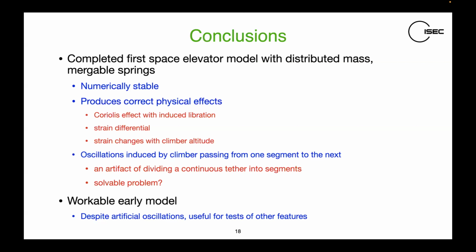All right, so we have completed the first space elevator mass model with distributed mass and mergeable springs. It looks to be numerically stable. That's great. We have all the correct physical effects: strain differentials, strain changes, Coriolis effect. We do, however, have some oscillations, which are artificial. We need to get a way of getting around them, making them smaller or making them disappear. So I consider this to be a workable early model. Even despite the oscillations, we can still use it for understanding some things we want to learn about how the space elevator moves as the climber goes up and down.